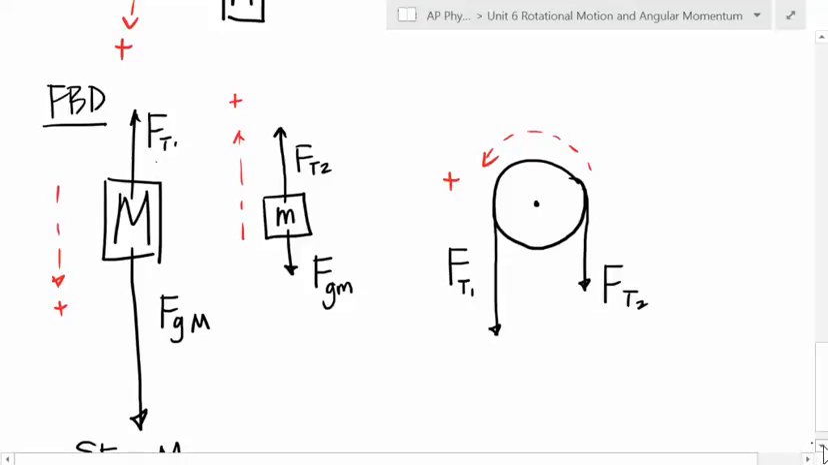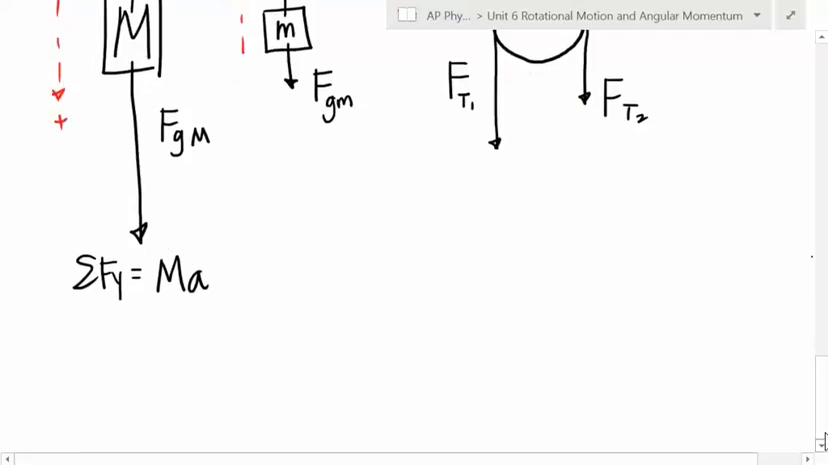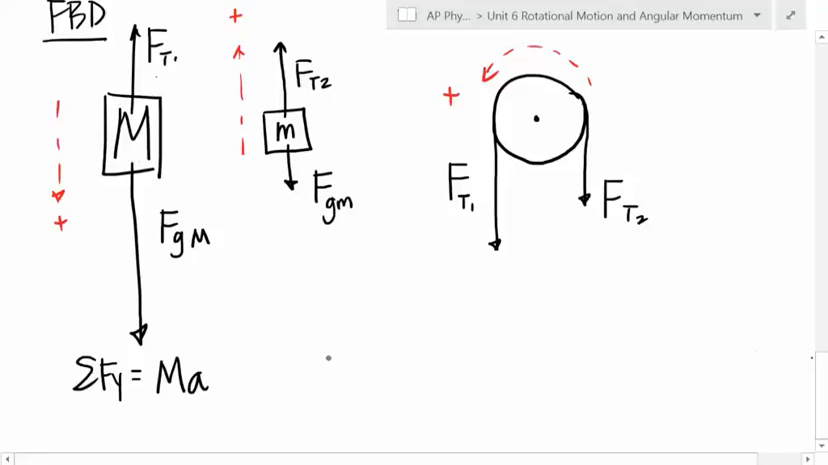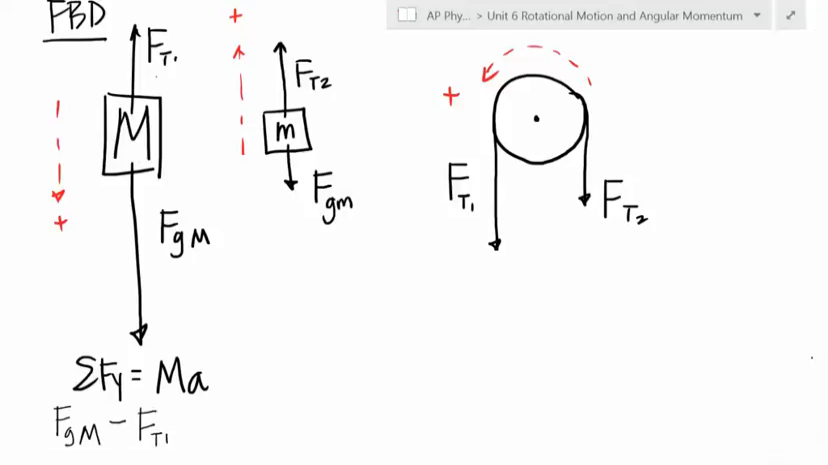Okay, so at this point, we've got all of our forces drawn. And when I sum the forces on the big mass and I let down be the positive direction, the net force would equal capital M times A, meaning that the gravitational force, the weight of capital M, those are all subscripts, minus the tension force, and that's F_T1, would equal capital M times A.